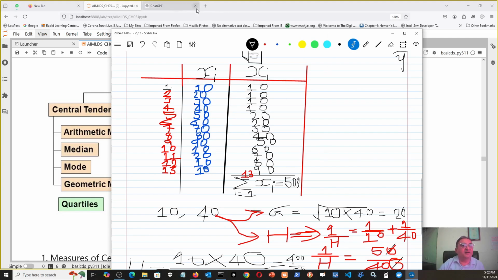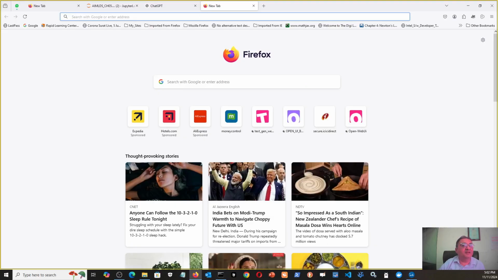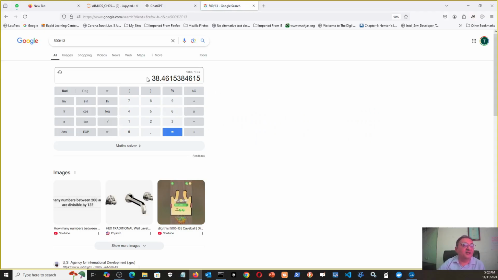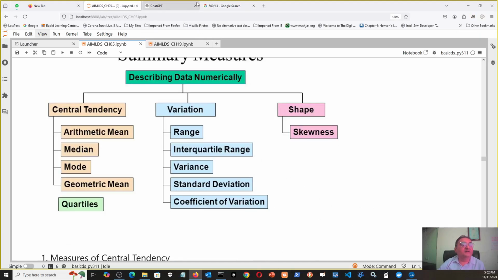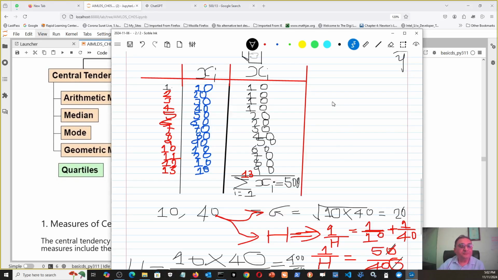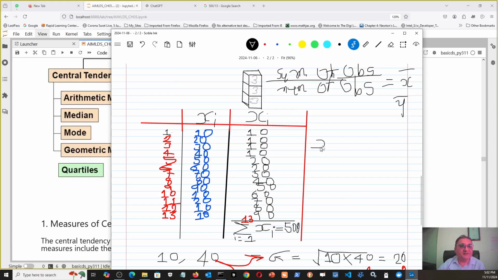And 500 divided by 13, let me do it in the browser itself. Any browser can always do the calculation. 500 divided by 13 is 38.461. So here this is 38.46. So the mean x bar, in my case, is x bar equals the sum of observations divided by the number of observations, which is symbolically written this way: sigma xi divided by n, where n is the total number of observations.